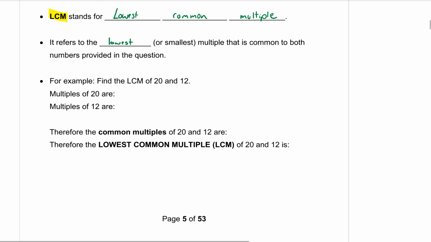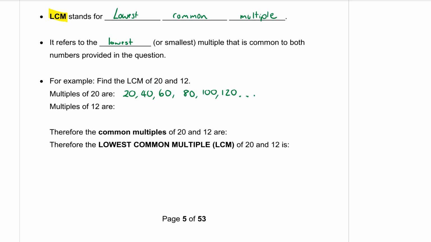Find the LCM or lowest common multiple of 12 and 20. So first of all, we list off some of our times tables. For 20, 20 times 1 is 20. 20 times 2 is 40. 20 times 3 is 60. 20 times 4 is 80. 20 times 5 is 100. 20 times 6 is 120. And I'm just going to put ... after that because that could keep going.